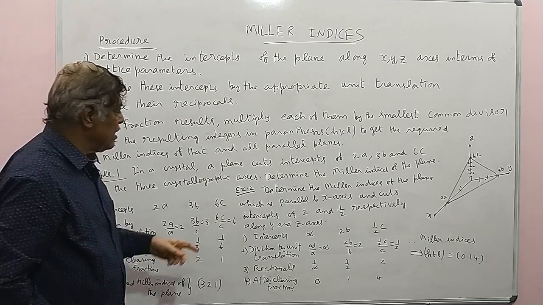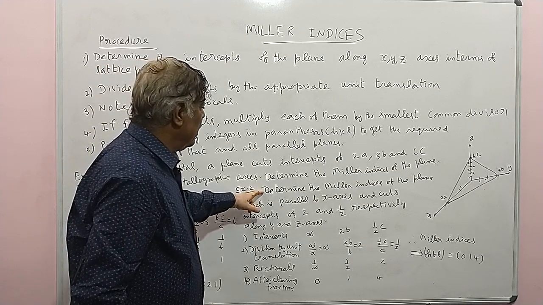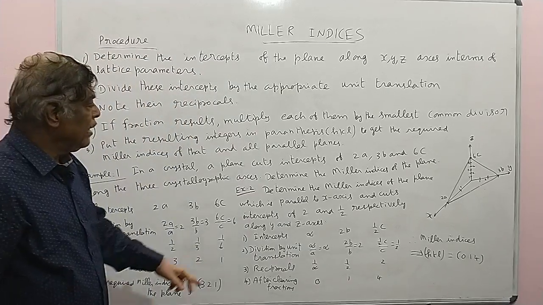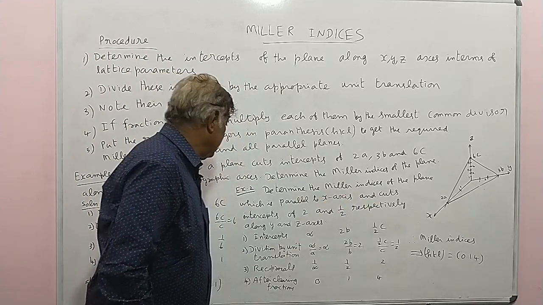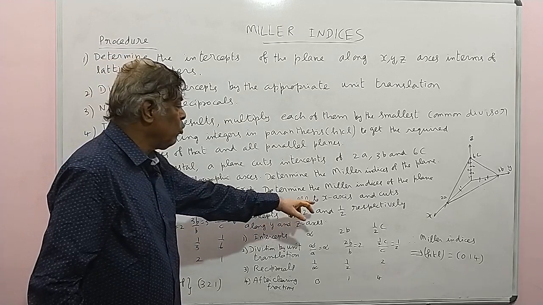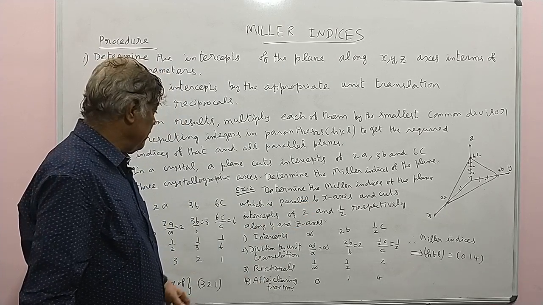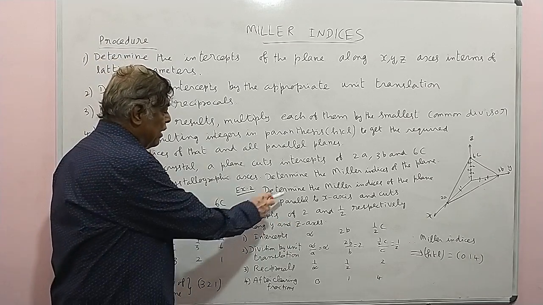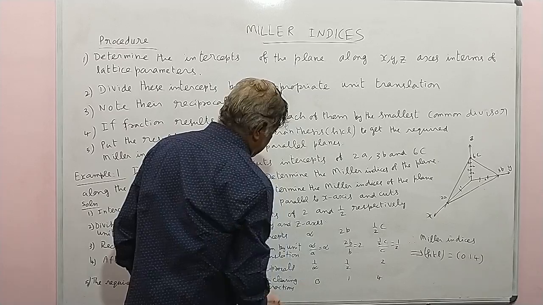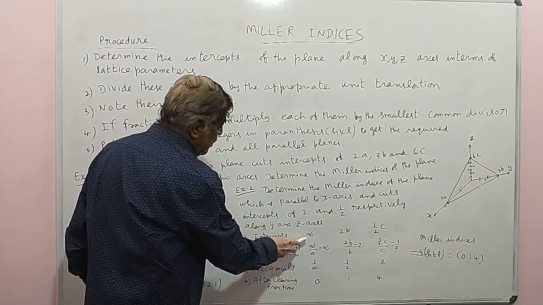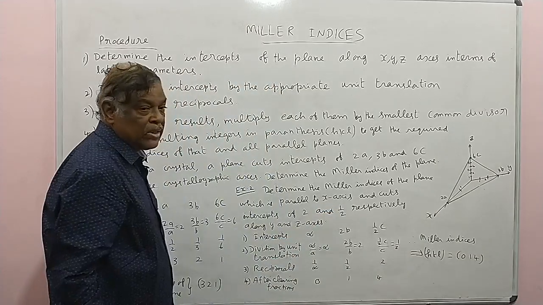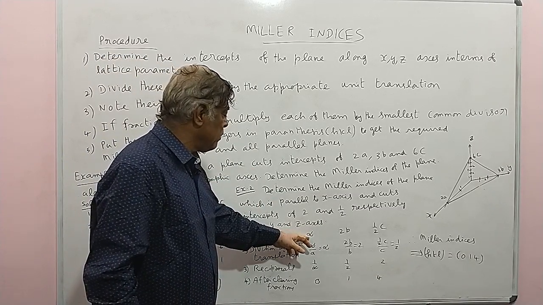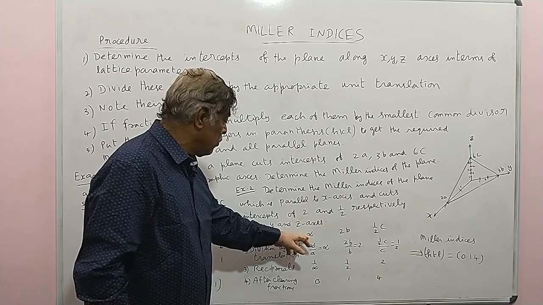Now let us take the second example. Determine the Miller indices of the plane which is parallel to the x-axis and cuts intercepts of 2 and 1 by 2 respectively along the y and z axes. Since it is parallel to the x-axis, the intercept is infinity. A parallel plane will cut the axis only at infinity. So you put infinity.